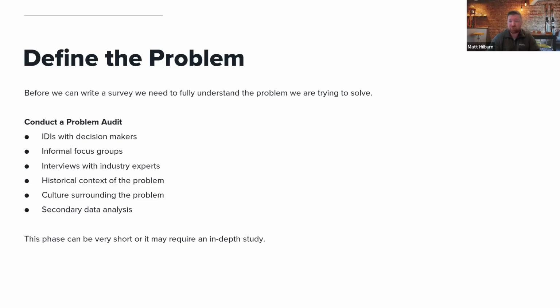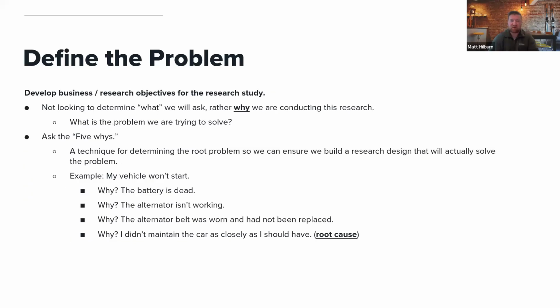These could be really formal or they could be really informal. Perhaps some focus groups where we pull a few people into a room together and talk through the issue. Maybe we need to talk to some industry experts if there's a particular topic we're worried about that's a little bit outside of our expertise. Understanding the history behind the problem and any culture surrounding the problem. And then we never want to ignore the fact that sometimes there's already research that exists on these sorts of problems. And so if there's any secondary data that exists, we should be investigating that as well.